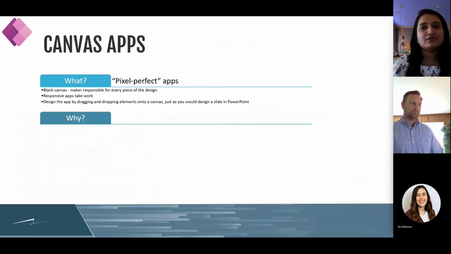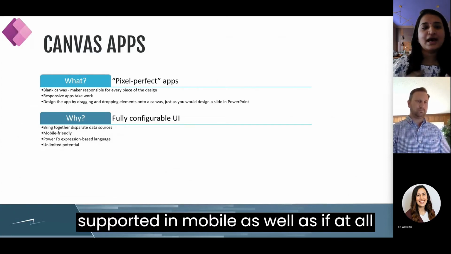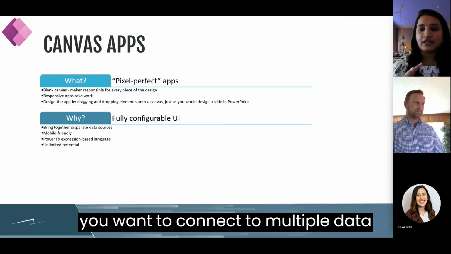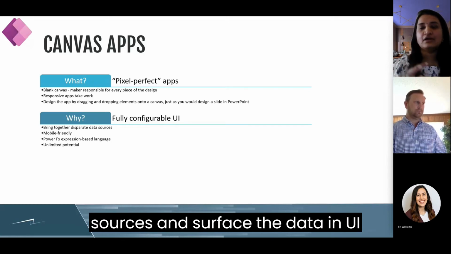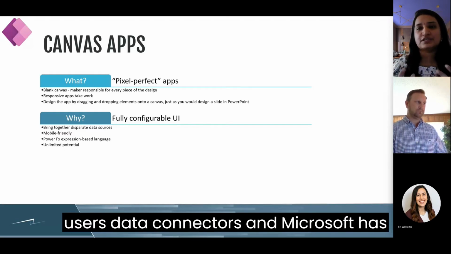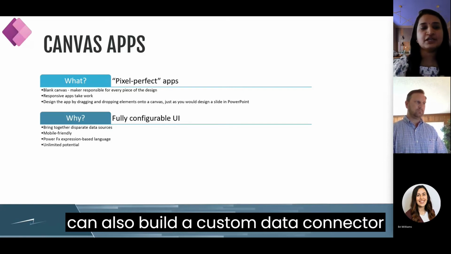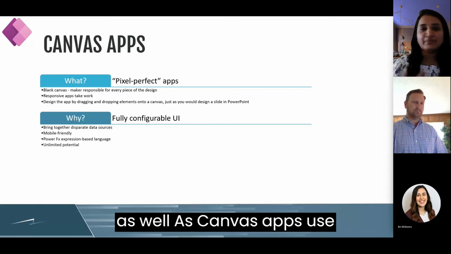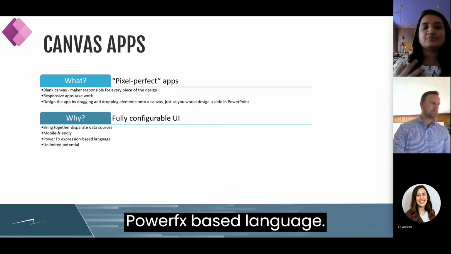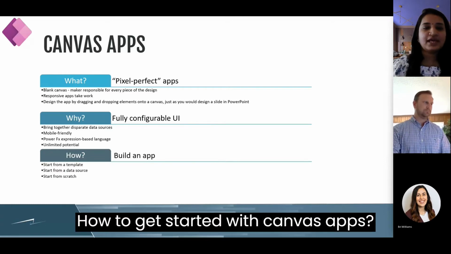Why do we use Canvas apps? Canvas apps are supported on mobile, and if you want to connect to multiple data sources and surface the data in the UI, then Canvas apps are the option, because behind the scenes they use data connectors. Microsoft has built-in data connectors, or if needed, we can build a custom data connector. Canvas apps also use a Power Fx based language. How to get started with Canvas apps?